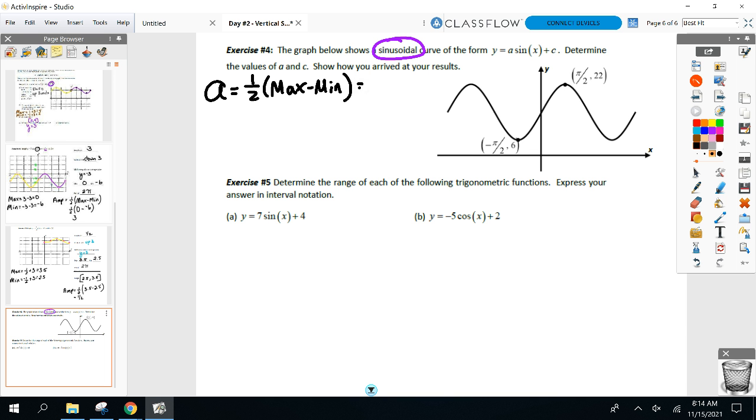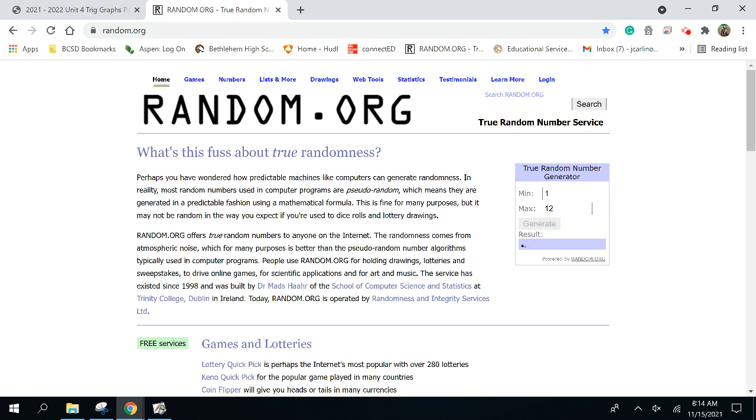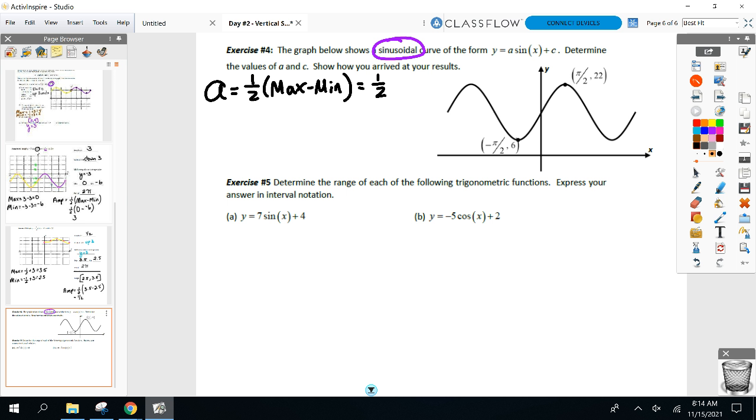All right, the curve should tell you what it goes up and down to. Can I get a little help from somebody? What's my max and min on this curve based on those points? Your max is 22. 22 minus how far down does it go? To 6. There you go, everyone. 1/2, 22 minus 6. Eight. So the A value out in front is 8.